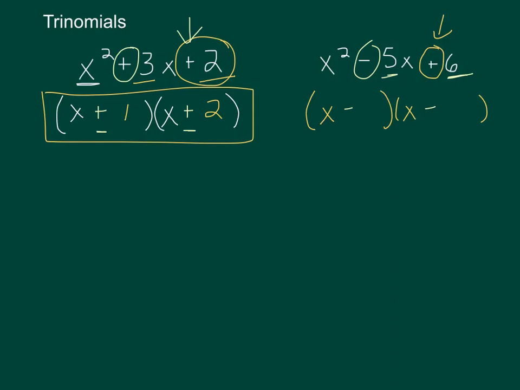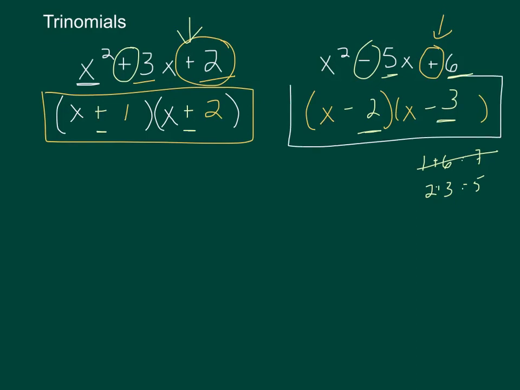Well, now I have other combinations that multiply to be 6. I have 1 and 6 and 2 and 3. But I'm adding them to get 5. 1 plus 6 is 7, which will not work, and 2 plus 3 is 5, which will work. The negative in front of the 5x comes from the negative in front of both the negative 2 and the negative 3. If I were to FOIL this, I would get x squared minus 5x plus 6.